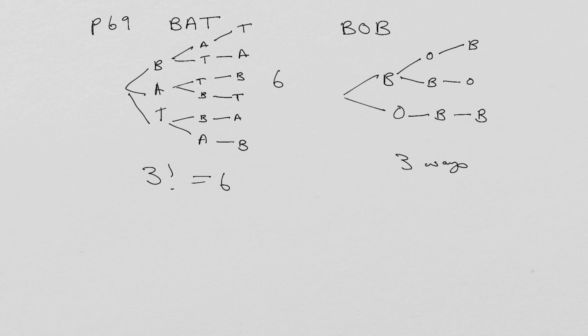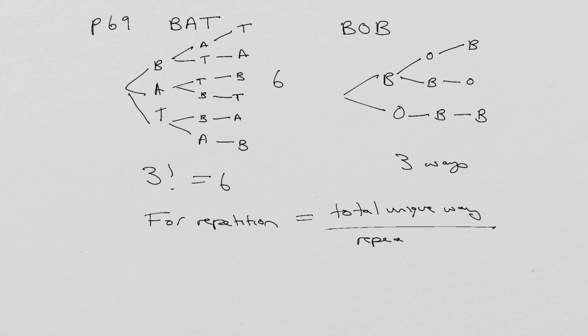So because there's repetition, there are far fewer ways that you can arrange that thing. So what we're going to do is work out the total number of ways to arrange them as if they were unique, and then we're going to remove the repetitions. So for repetition, you're always going to do total unique ways divided by repeats. By dividing, you're going to be removing them.